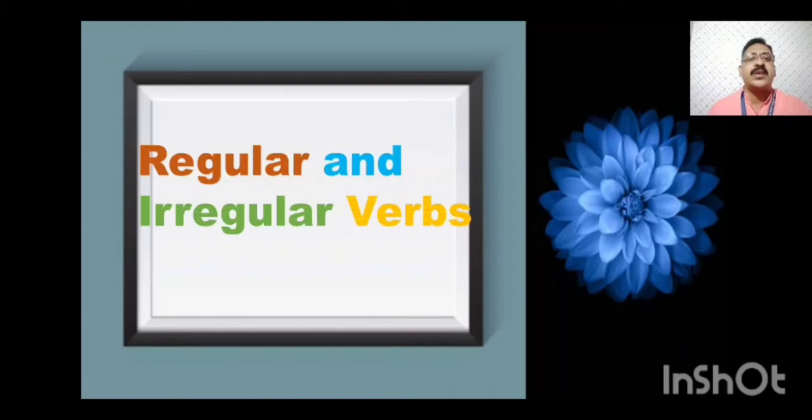The lesson is regular and irregular verbs. As we know, children, a verb is the most important part of a sentence. Without using a verb, or without using a correct verb in a sentence, you cannot write a correct sentence. So it is very important. Let's start the lesson.